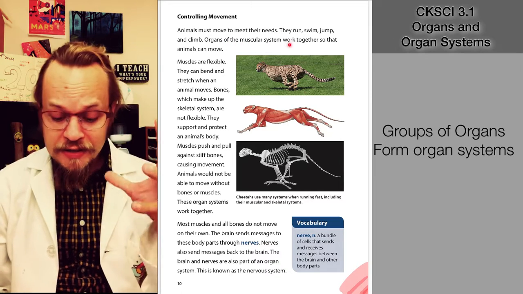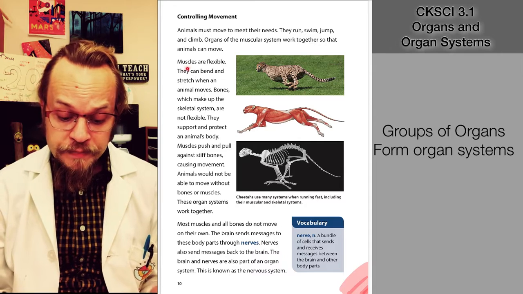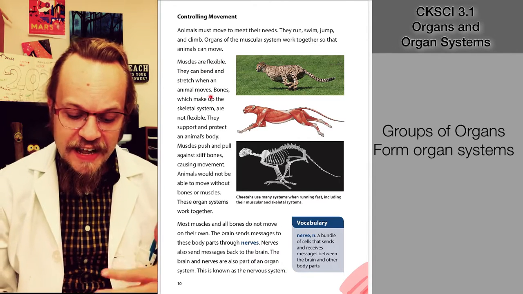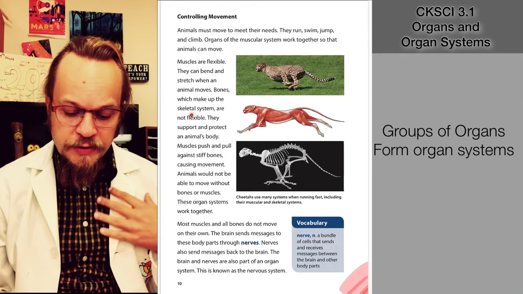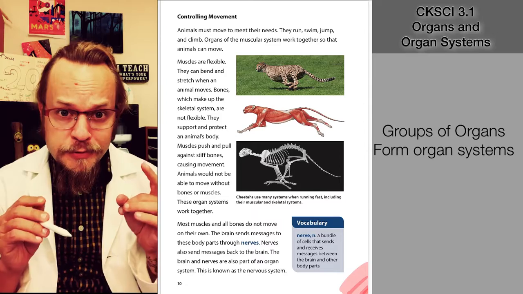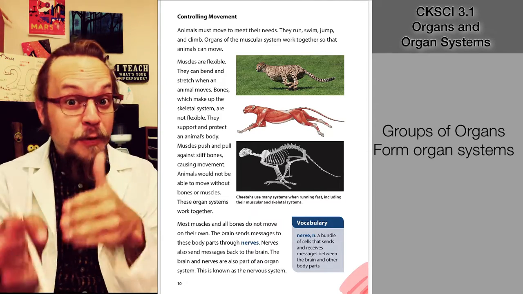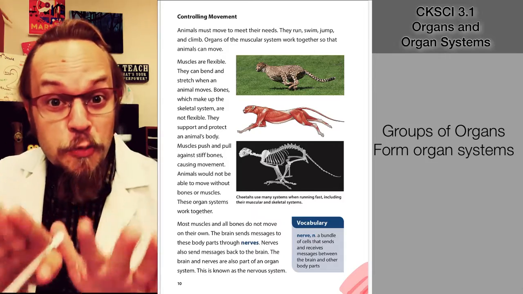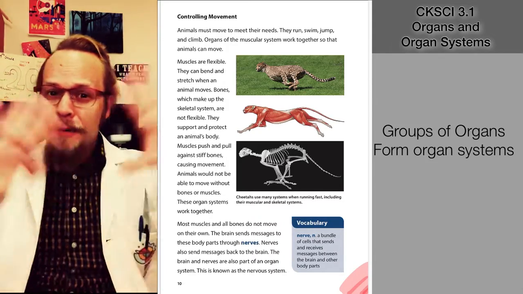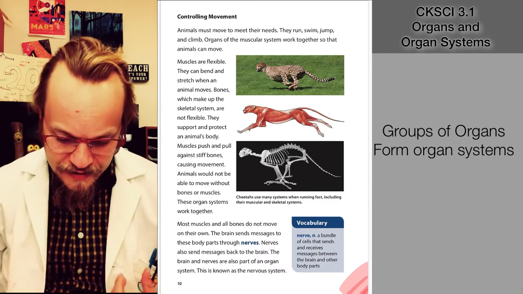Organs of the muscular system work together so that animals can move. Muscles are flexible. They can bend and stretch when an animal moves. Bones, which make up the skeletal system, are not flexible. Bones, no bend. Muscles, bend. If your bone's bending, something is wrong, and you probably need medical attention. Muscles are supposed to bend in the right way. Okay?